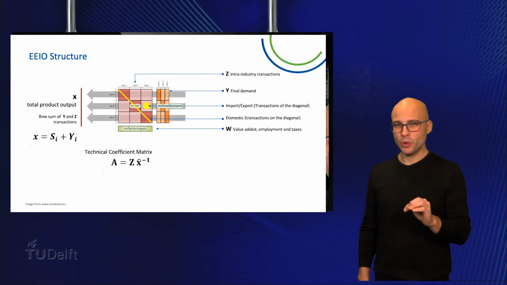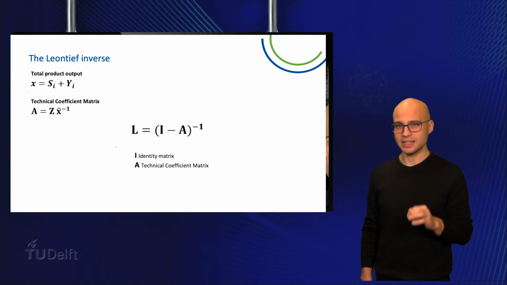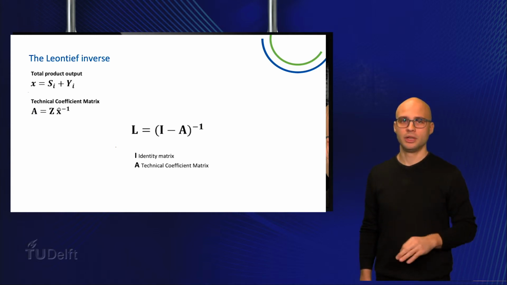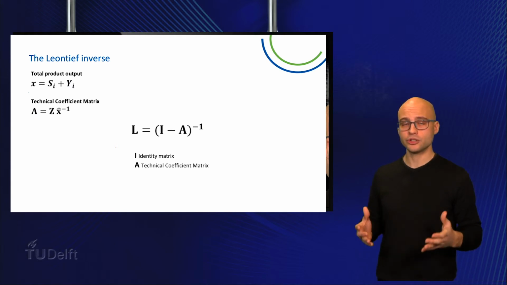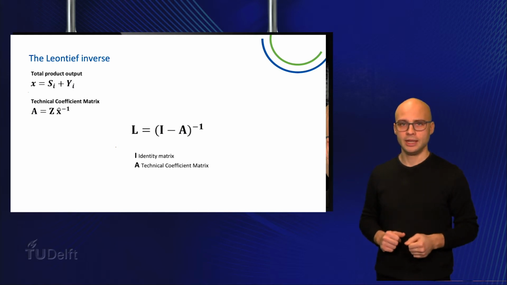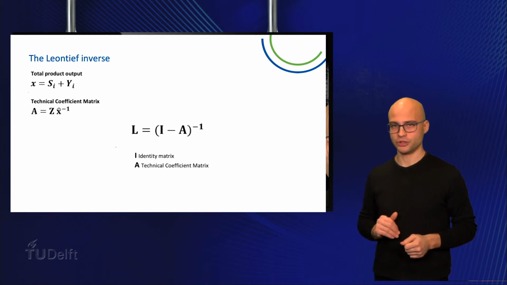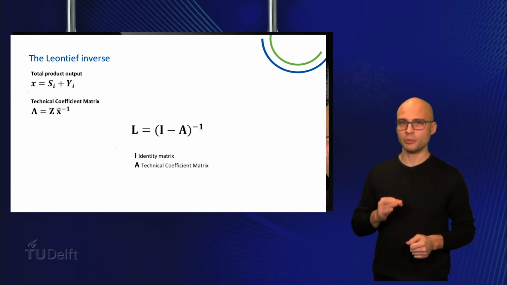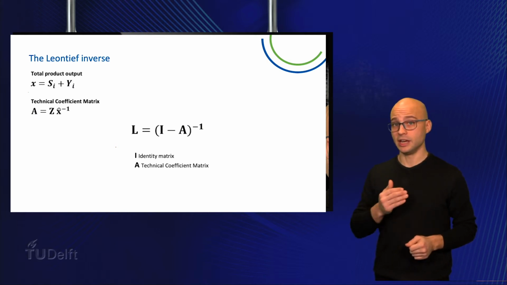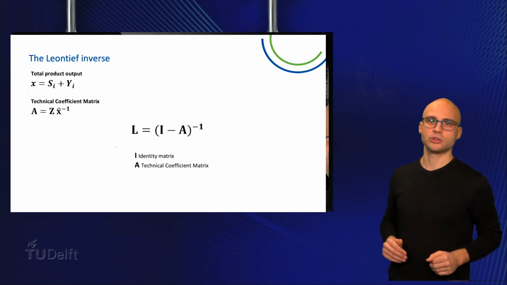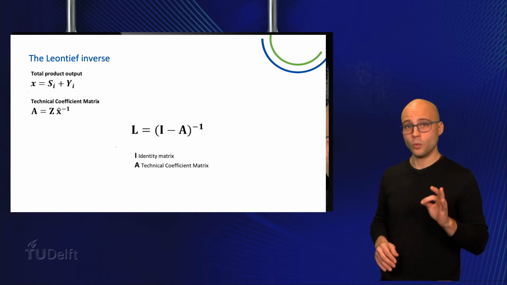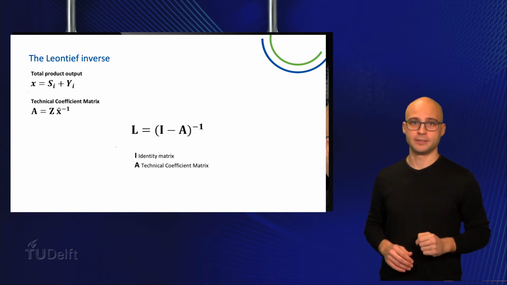A very important equation that defines input-output analysis is the Leontief inverse equation. This equation results in the matrix L of the same dimensions of the intra-industry transaction table. It is also known as the total requirement matrix, and it takes its name from the Nobel Prize winner economist Wassily Leontief. This matrix shows the coefficients of the industrial inputs required to satisfy 1 unit of final demand.